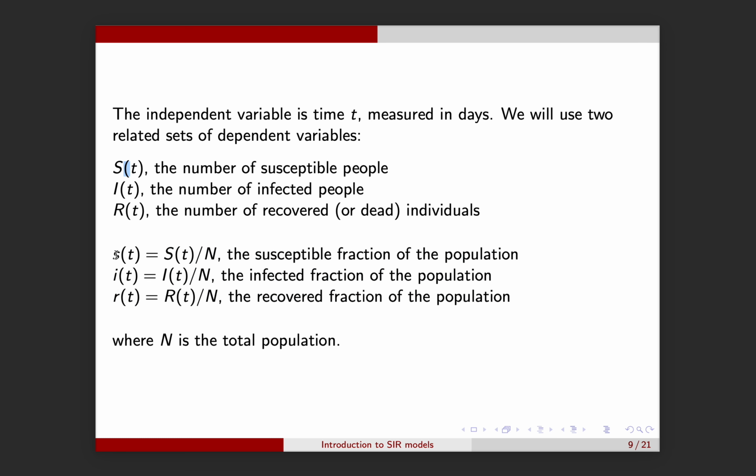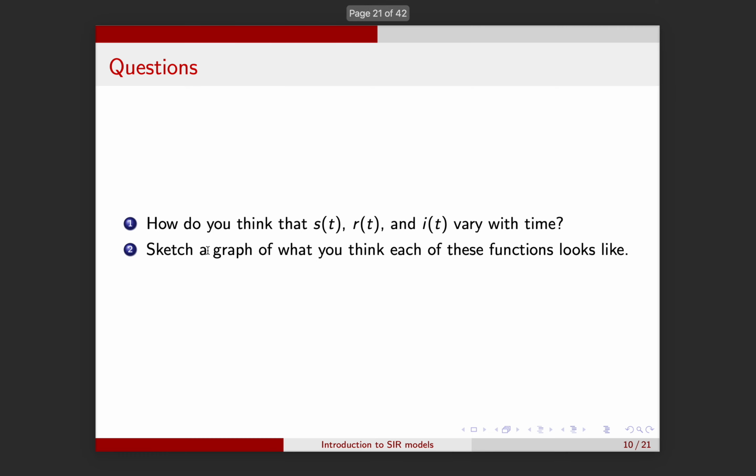These are raw numbers, these are percentages or proportions or fractions, whichever term you would like to say. And capital N is the total population. So if you want to move from capital S to lowercase s, you divide by the total population to get a fraction.